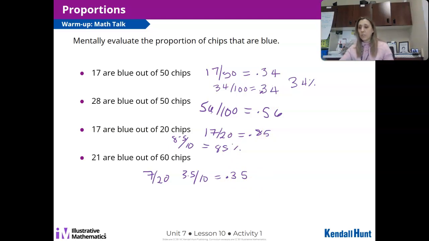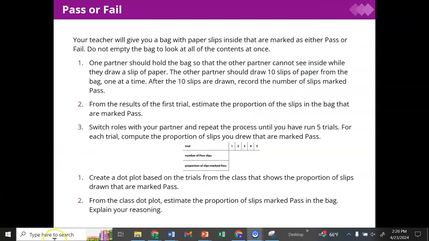All right, so now we're going to turn the page and we're going to start looking at our pass fail. So this one, we may need to go to our online resource. So if you go into Canvas, okay, so I'm not going to give you a bag with paper slips in it. What I'm going to do is we're going to take 10 playing cards, 1 through 10. So all the number cards, we'll use aces as ones. And what we're going to do is even and odd. So even is going to be pass and odd is going to be fail.